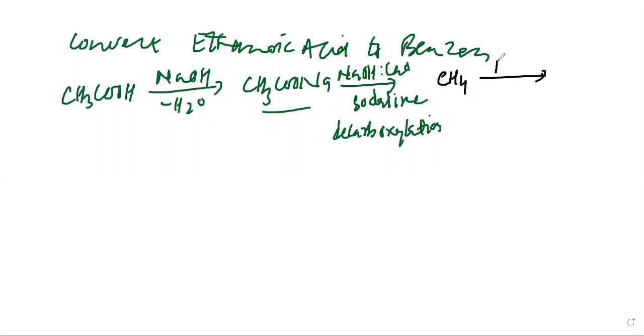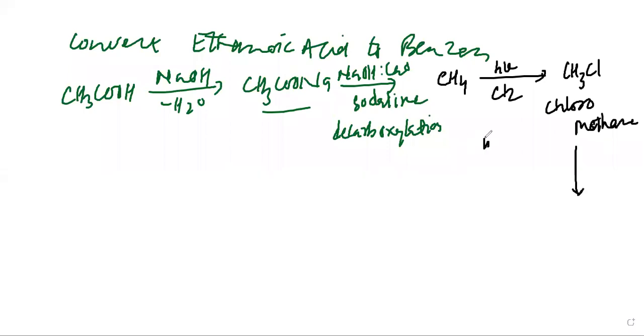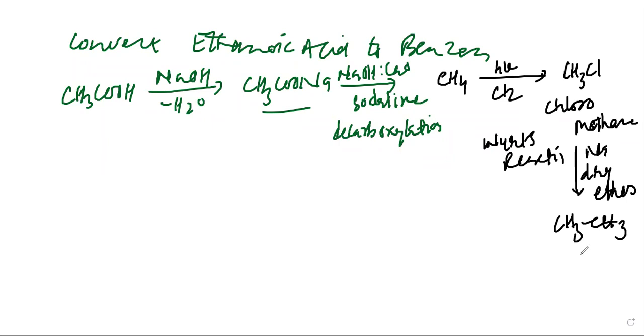This methane, when it undergoes the reaction with chlorine in the presence of light, gives us CH3Cl, chloromethane. This chloromethane, if it undergoes Wurtz reaction, please remember, Wurtz reaction in the presence of sodium metal and dry ether, it is going to give us CH3CH3, which is known as ethane, my dear student.